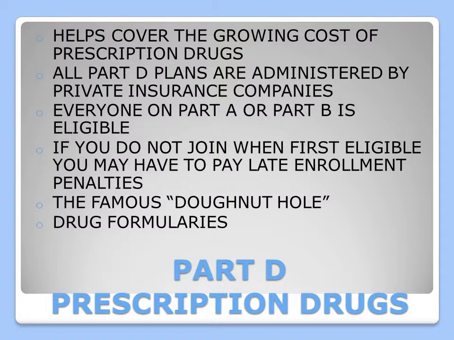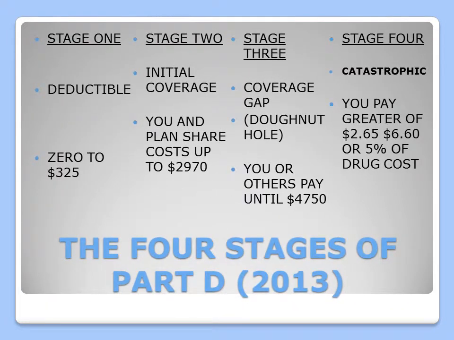Next, we're going to break down the individual parts of a Part D plan. Although no 2 Part D plans are exactly the same, all Part D plans have 4 stages. Stage 1 is the deductible stage. During that time period, you pay all of the costs. The plan pays none of the costs. The plan deductibles for the year 2013 range between $0 to $325.